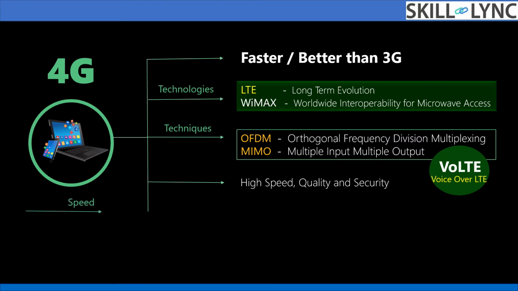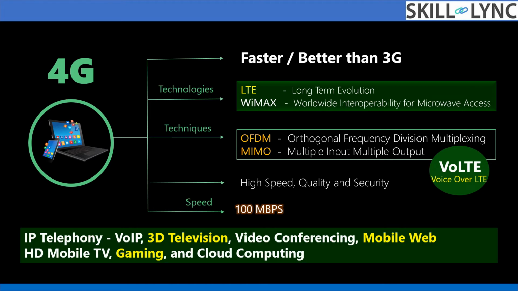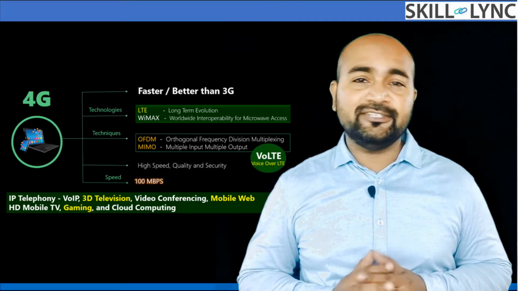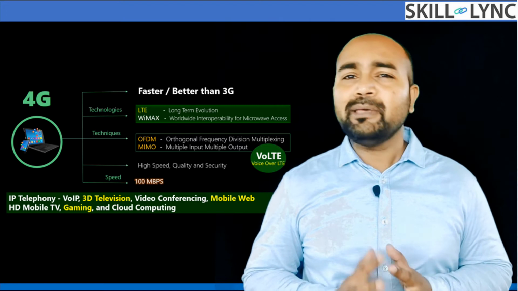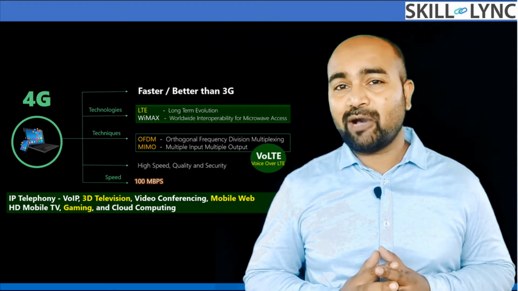The maximum speed of a 4G network when the device is moving is 100 Mbps. High speed and low latency of 4G supported many use cases. IP telephony, VoIP, 3D television, video conferencing, mobile web, HD mobile TV, gaming, and cloud computing. 4G introduced us to a faster world and greater data capacity. People thought they had everything for mobile telecommunications.